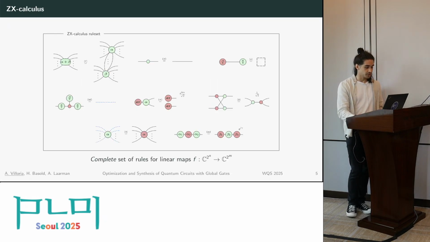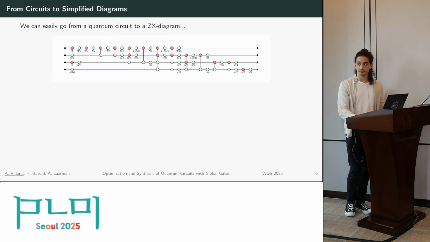Now, what is most interesting about this language is we have a set of rewrite rules that is complete for the language, which means that if we have two ZX diagrams that represent the same linear map, we can always go from one to the other by just applying this set of rules. And now the ZX calculus has been used for a lot of applications. In our case, we're interested in circuit compilation and optimization. So let's quickly see how one would do this in the general setting.